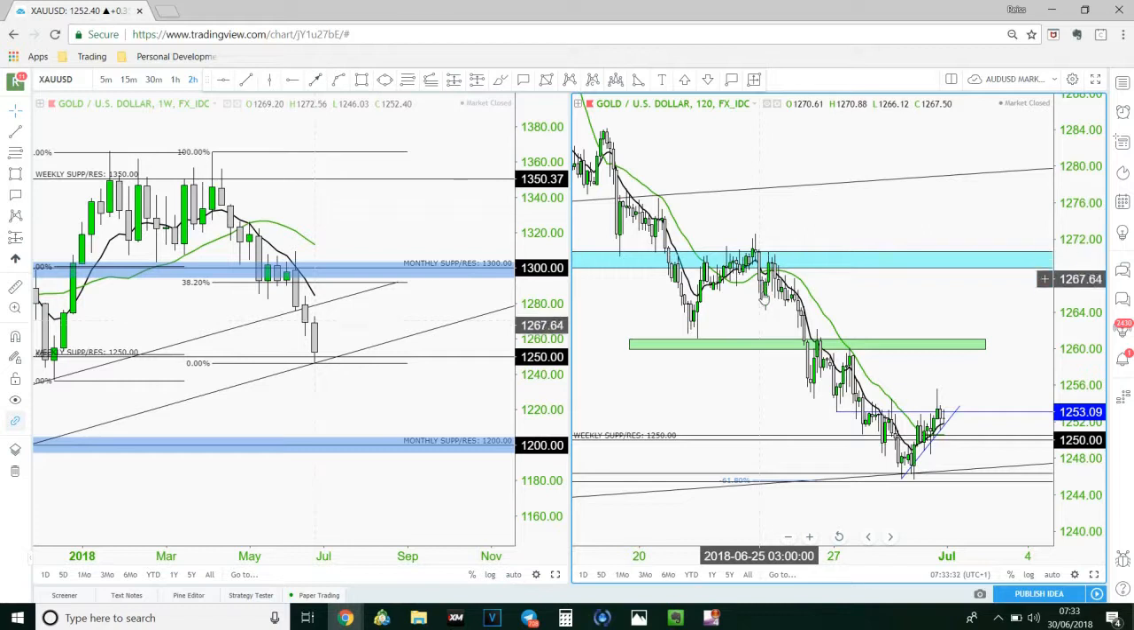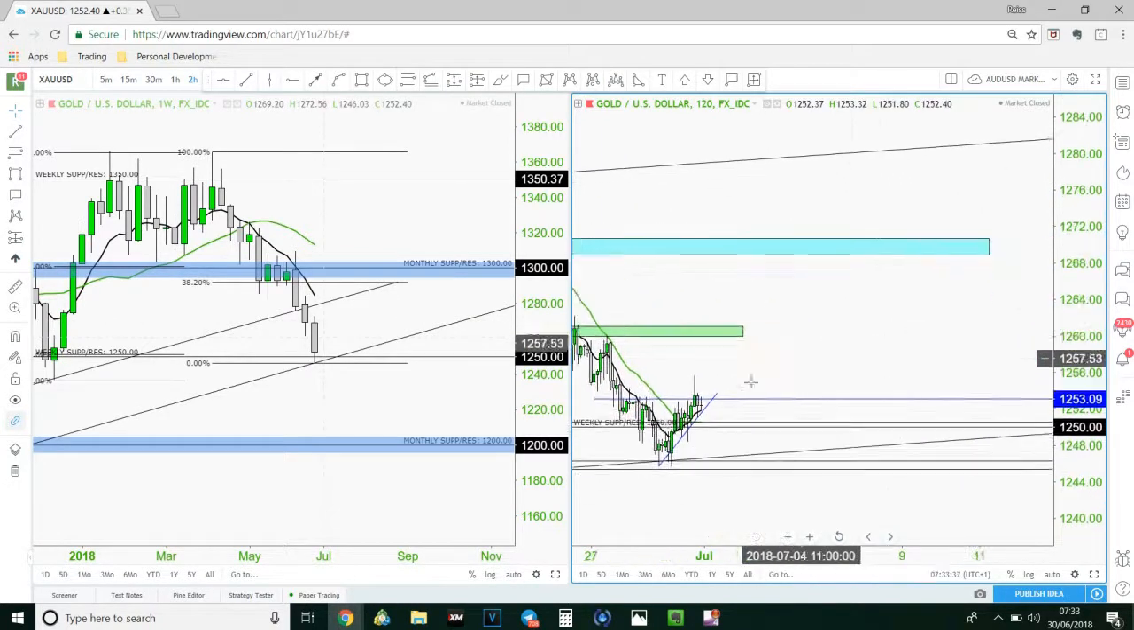Then we broke and closed below, meaning that this blue area is important, meaning that if we come up to that area again here, again the same situation with the green, that's where we're most likely to turn around. So that's where we're going to put our take profits.